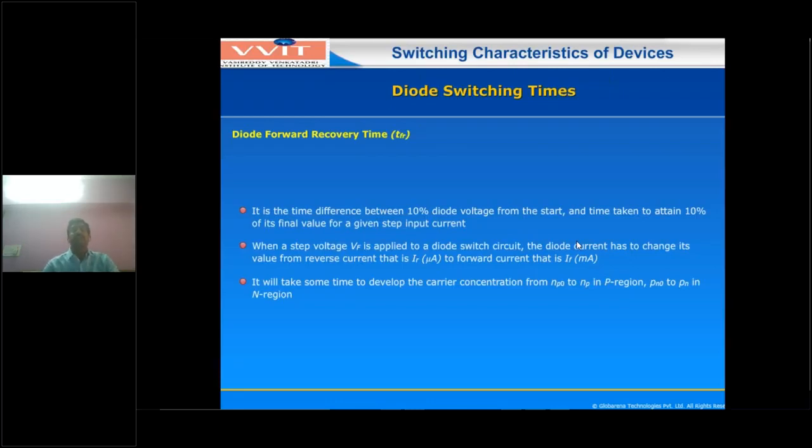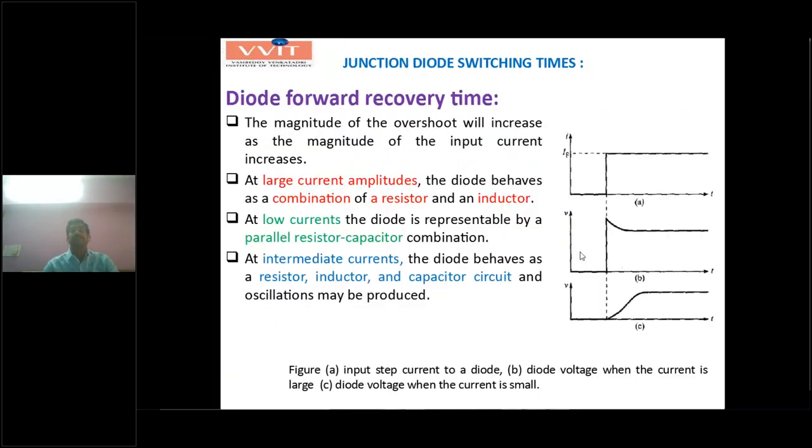So VF is the diode forward voltage you are applying. This one. So this is the current waveform you are applying. This large overshoot comes because the input current is suddenly increased across the diode. Large currents you are applying, and this combination is nothing but an RL circuit. The diode acts as an RL circuit.